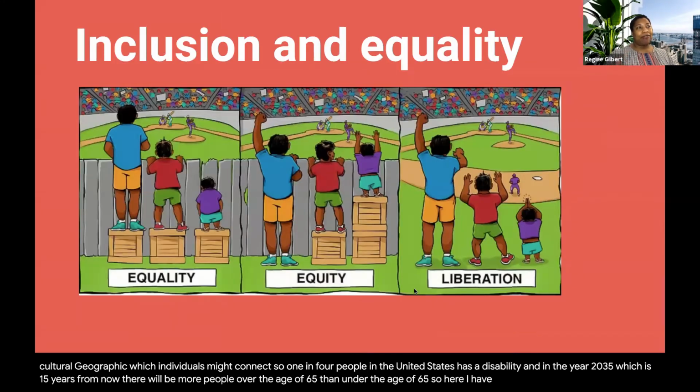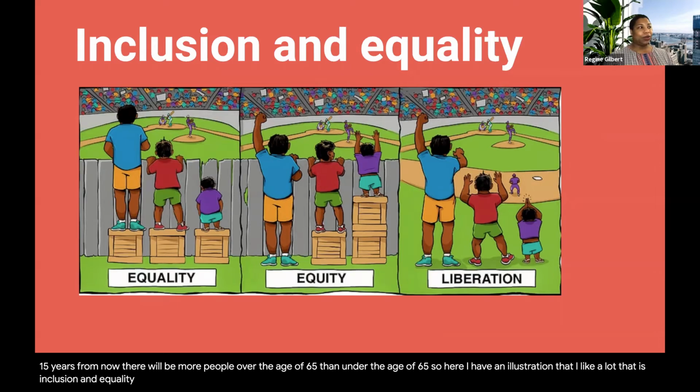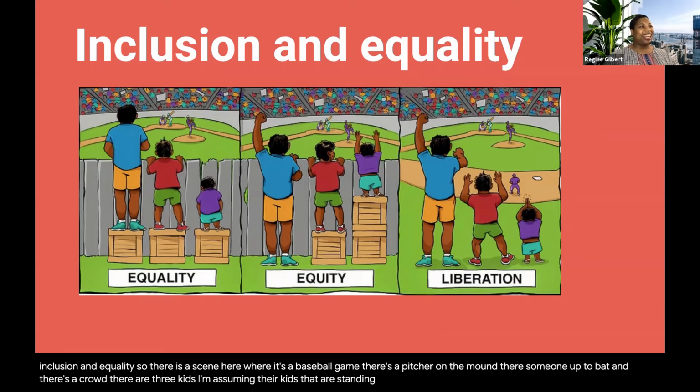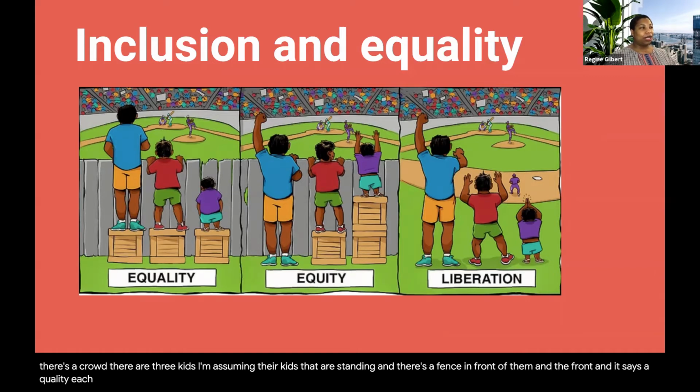Here I have an illustration that I like a lot about inclusion and equality. There is a scene here where it's a baseball game. There's a pitcher on the mound, there's someone up to bat, and there's a crowd. There are three kids, I'm assuming they're kids, standing, and there's a fence in front of them, and it says equality. There's a tall one, a middle height, and a shorter one. Each one is standing on a box, and they can see over the fence.